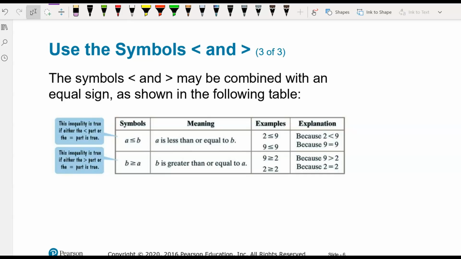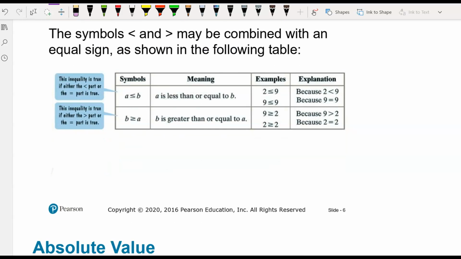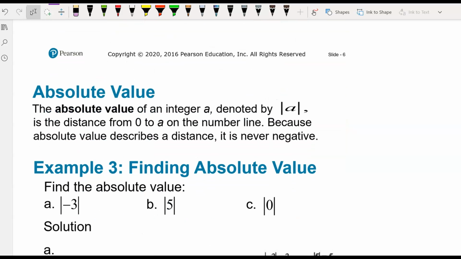All right, the symbols less than and greater than may be combined with an equal sign, as shown in the following table. So we have 2 is less than or equal to 9 because 2 is less than 9. And 9 is less than or equal to 9 because 9 equals 9. Same thing, 9 is greater than or equal to 2 because 9 is greater than 2. And 2 is greater than or equal to 2 because 2 equals 2. It just means it can be equal to that number if it is a number, and so on.